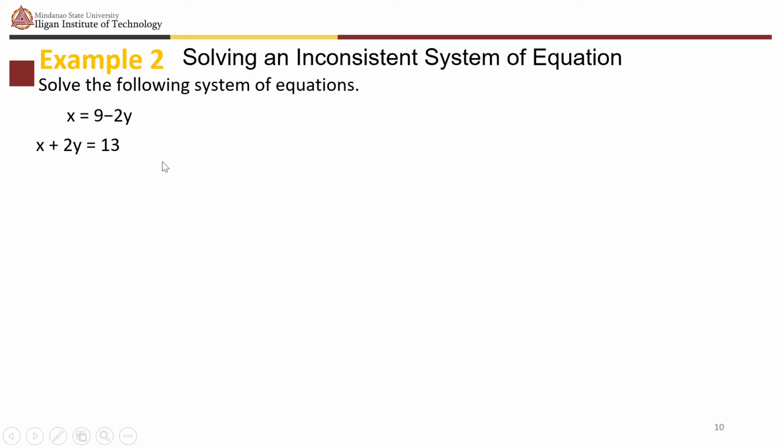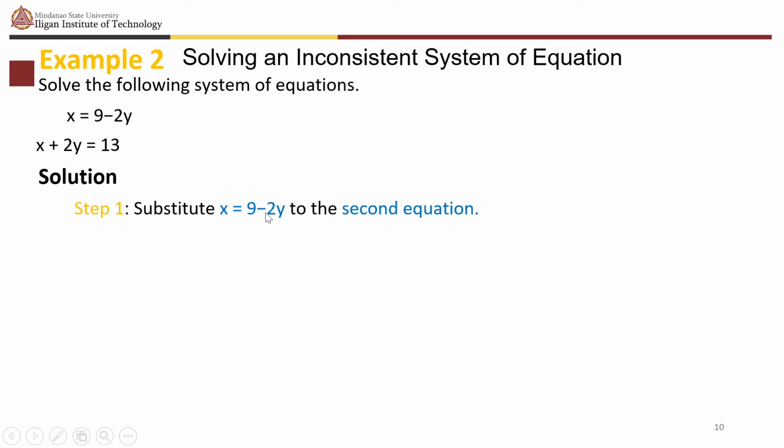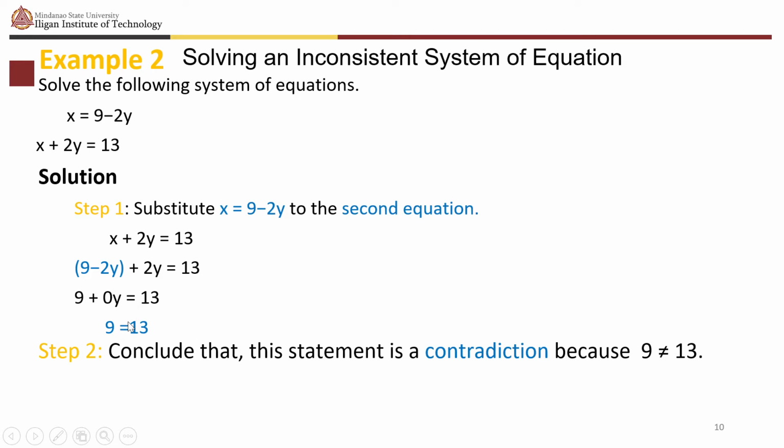there is no solution. If you take a look at this, substitute x equals 9 minus 2y into the second equation. Because it's already given that you have the value of x, you can substitute for x in x plus 2y equals 13. So 9 minus 2y plus 2y equals 13. You now have minus 2y and plus 2y, so it becomes 0y. Therefore, you come up with 9 equals 13, which is not true. So this statement is a contradiction because 9 is not equal to 13. So the system has no solution because you come up with an inconsistent system of equations.